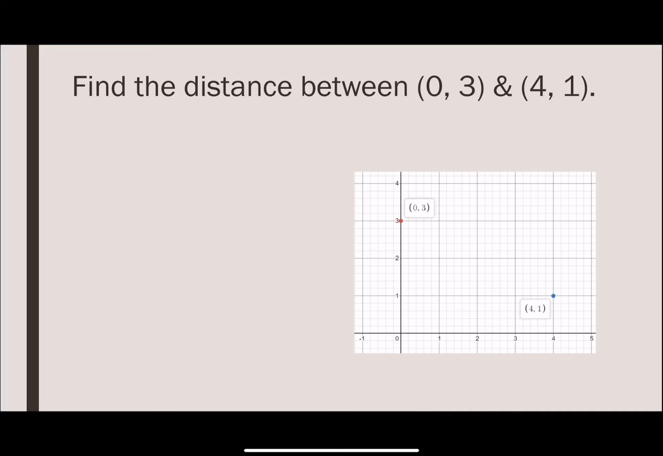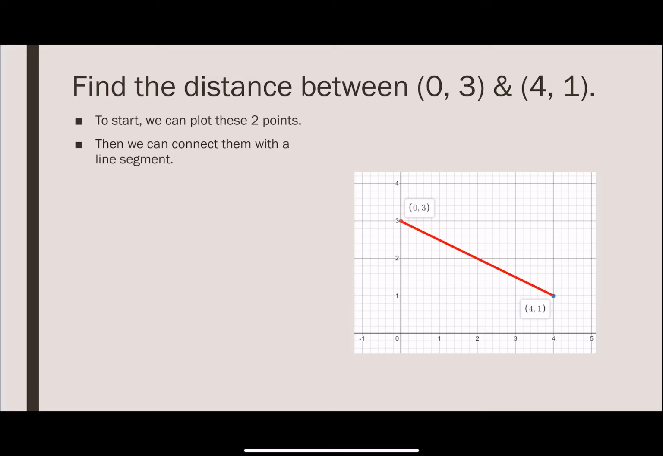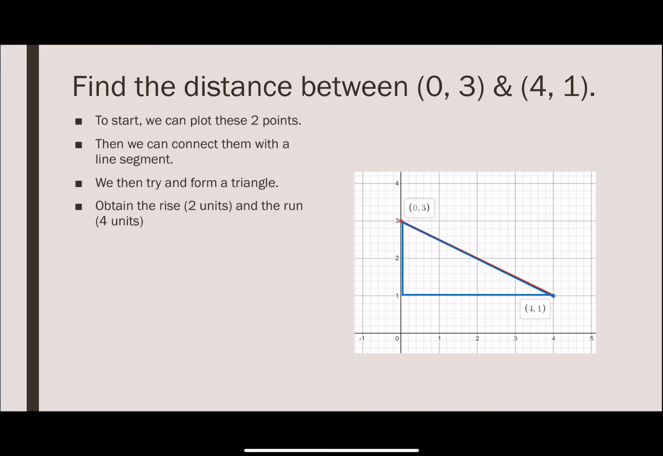Let's try another one. Find the distance between the points (0, 3) and (4, 1). So you can see the 2 coordinates being plotted out. So I want to find the distance between the 2. To make it easier, we will connect them with the line segment that is in red. And we will also try and form a triangle. This will give us a clearer picture of how many units for the rise and how many units for the run. Rise is 2 units, the run is 4 units.